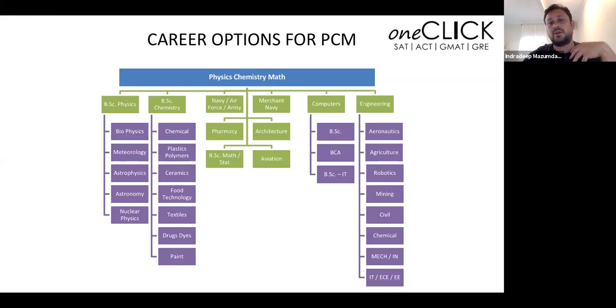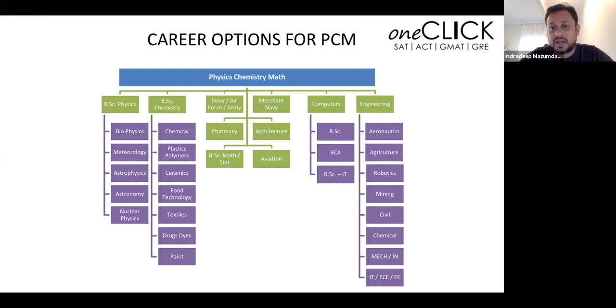So obviously, depending on where you want to go, you take a step back and you work out whether you've got physics, chemistry, math, and if you do, then these are just the top options that are available right now. A lot of them were not really dominant or present even 10 years back, 15 years back.